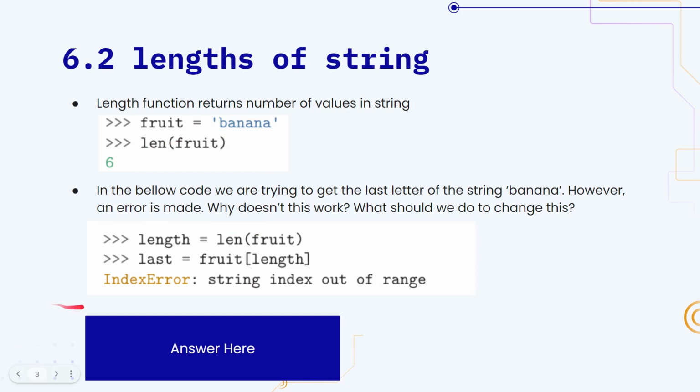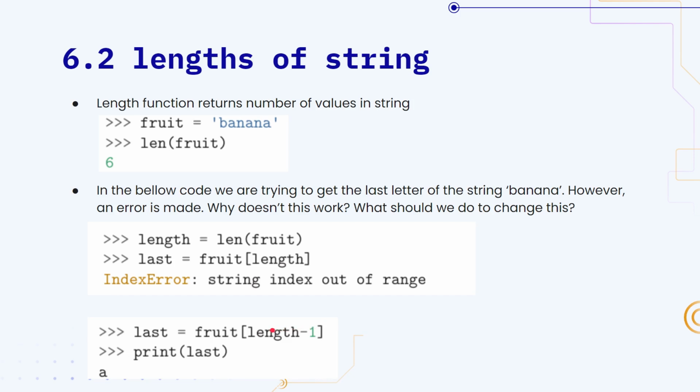So let's take a look at this example. In this code, we're trying to get the last letter of the string banana, but an error is made. Can you figure out why this doesn't work and how we should fix it in order to get the correct output? I'll give you a moment and then I'll show you the correct answer in just a second.